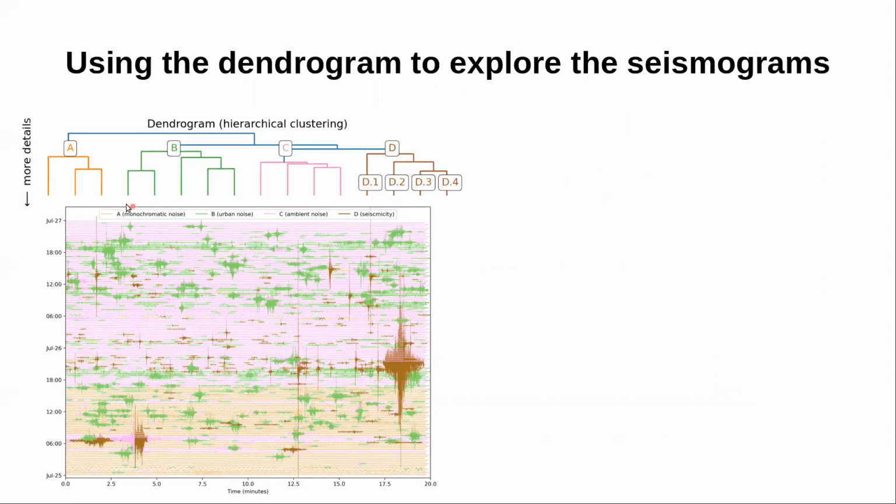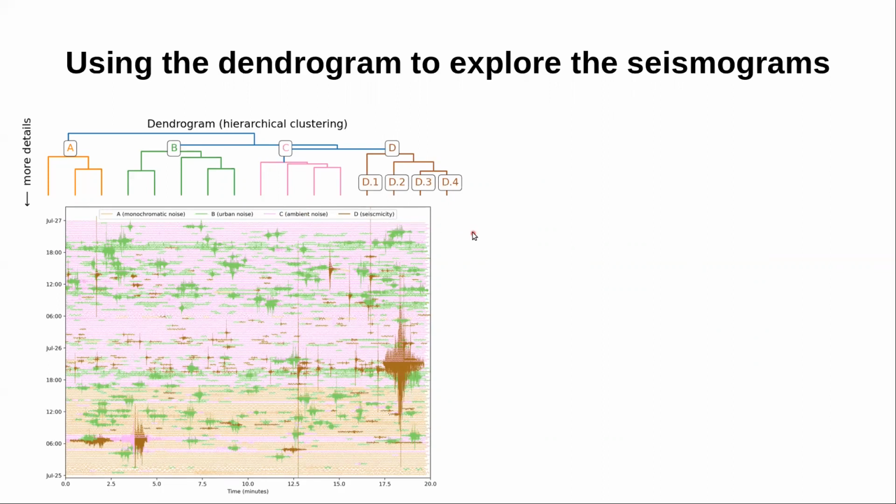So this is the main result. This is the dendrogram of the 2 days of continuous seismic data of a single station. If we extract these 4 clusters, they won't give us labels, but we need to do an interpretation to give them labels we understand. For example, cluster A, we interpret as monochromatic seismic noise. Then we have urban noise such as traffic in cluster B in green, the ambient seismic noise in cluster C, and the seismicity in cluster D.